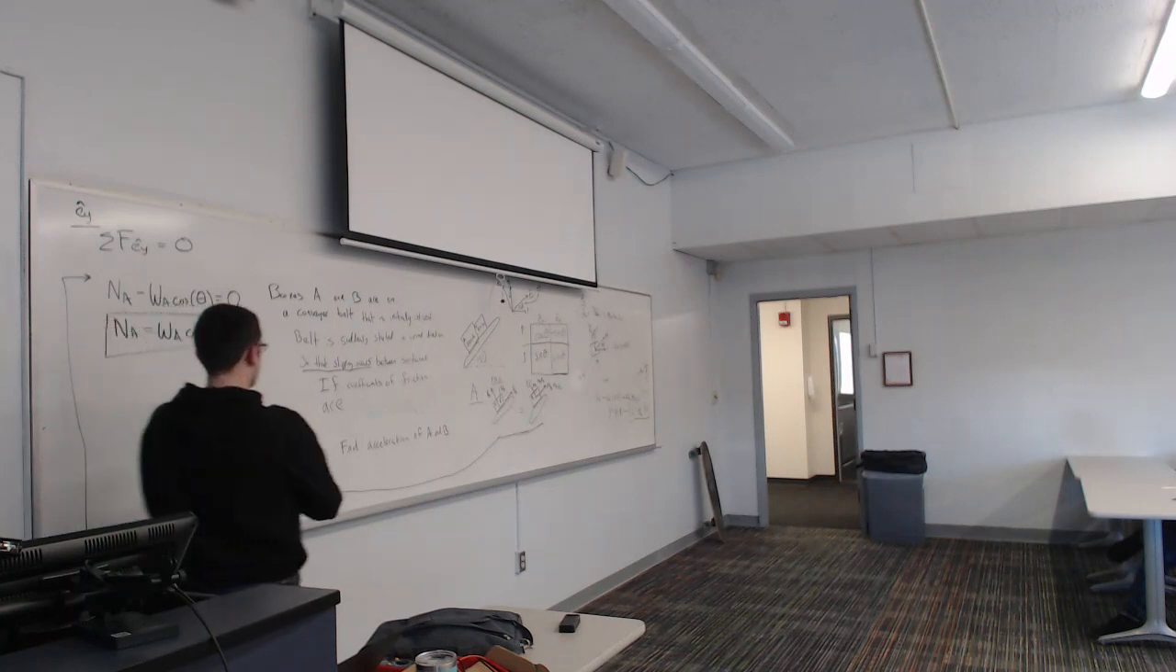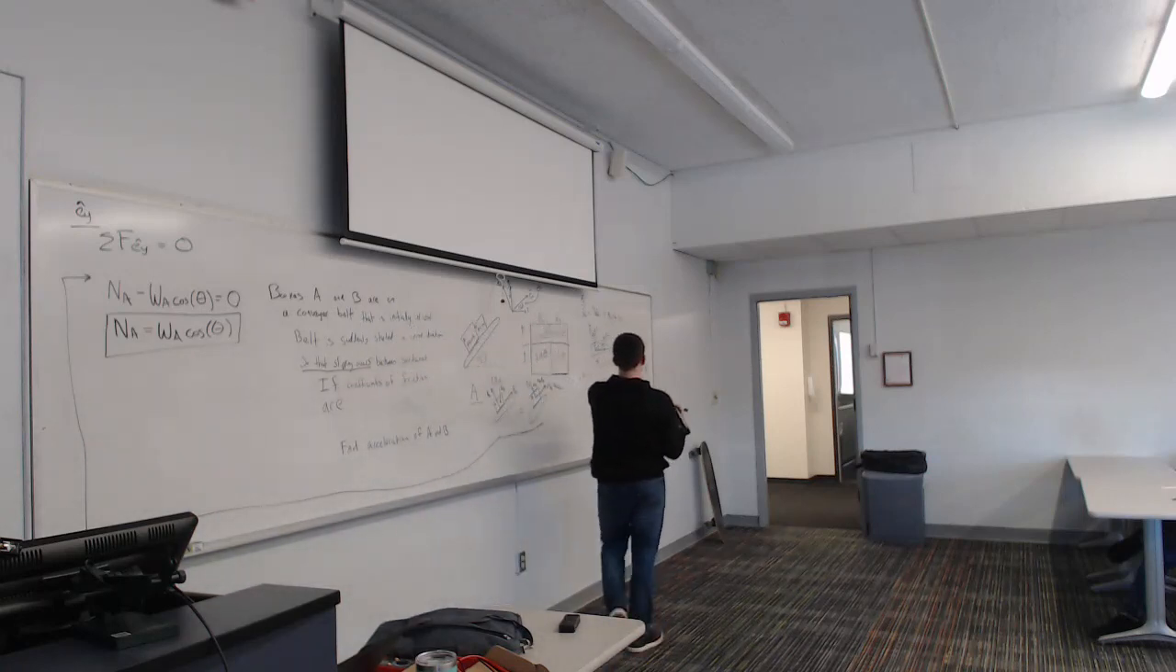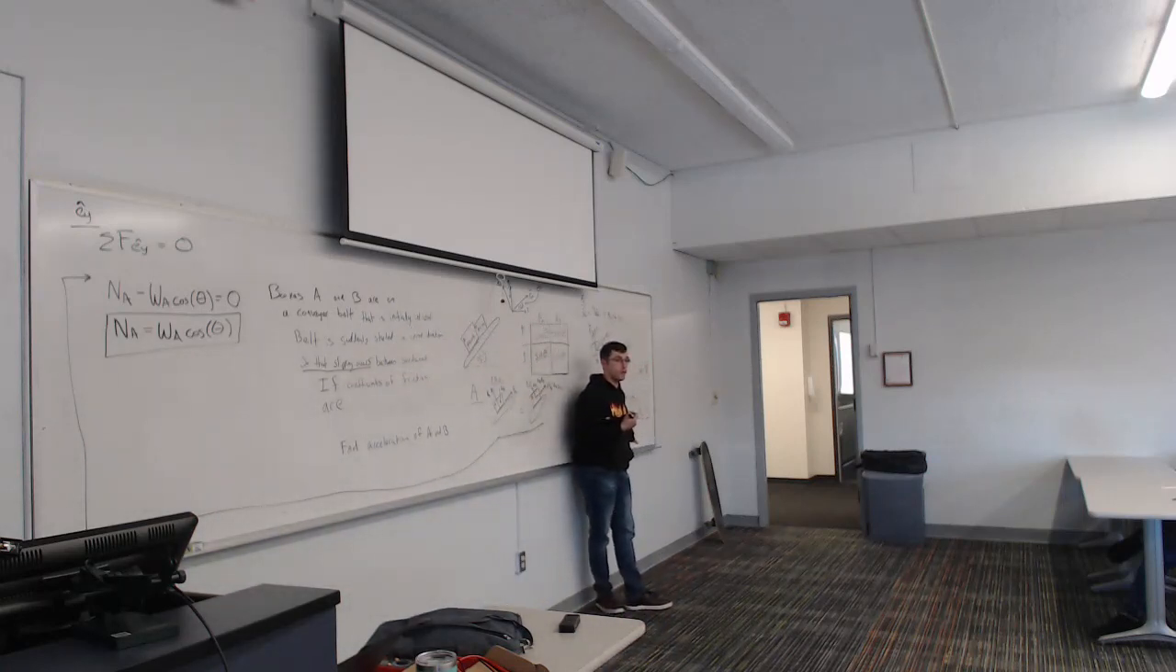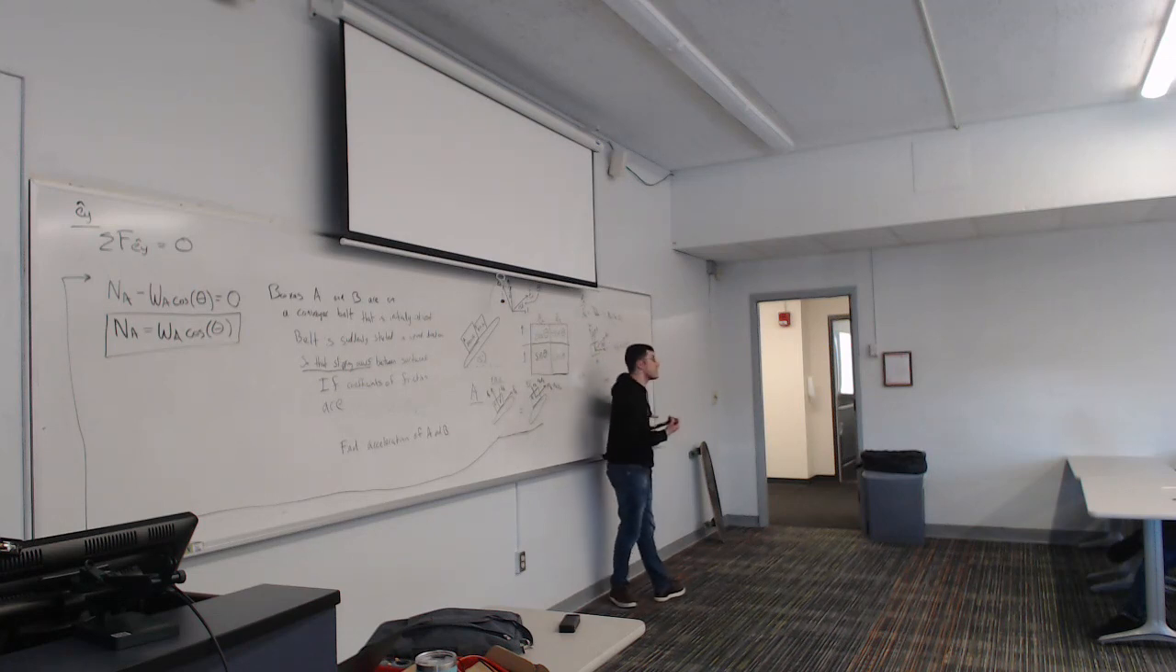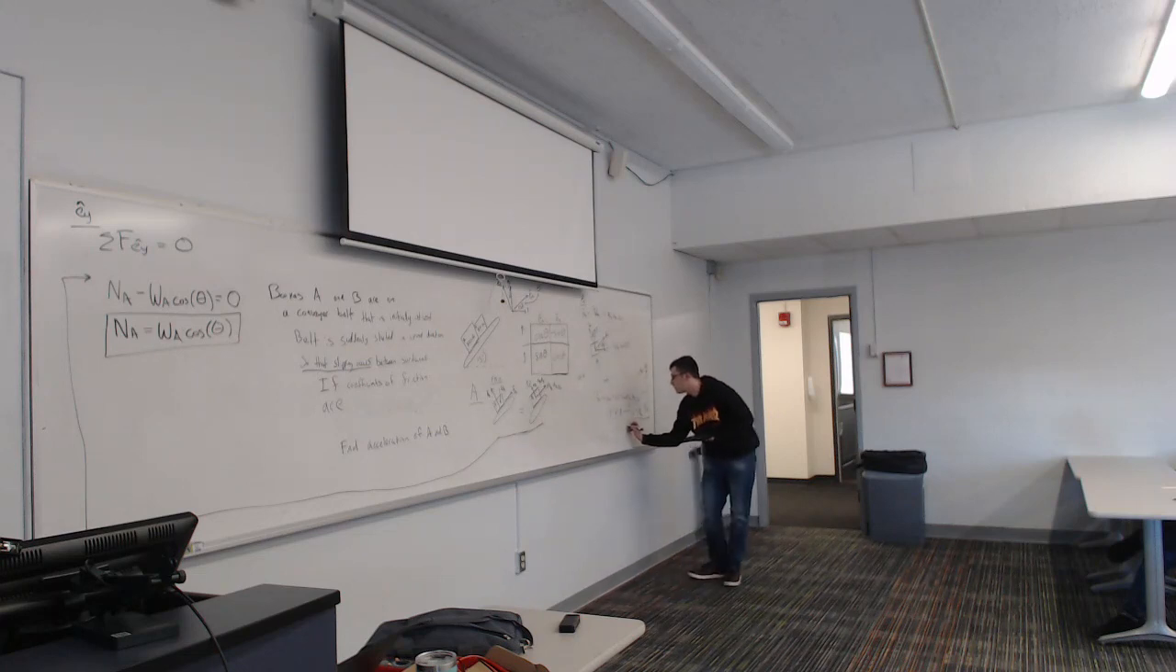Okay, so that's what I was trying to find all the way over here when I got stuck with the frictional force of A, because I had everything except the normal force of A. So now the frictional force of A is equal to the given coefficient times the weight of A times the cosine of theta.